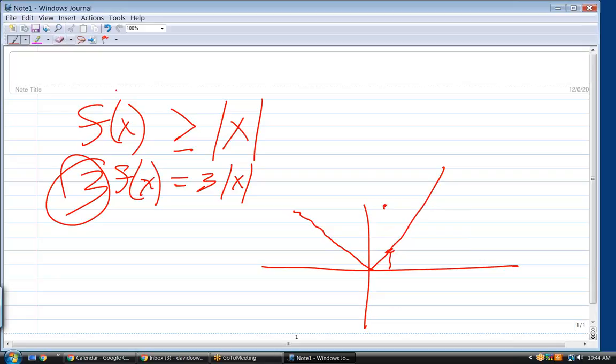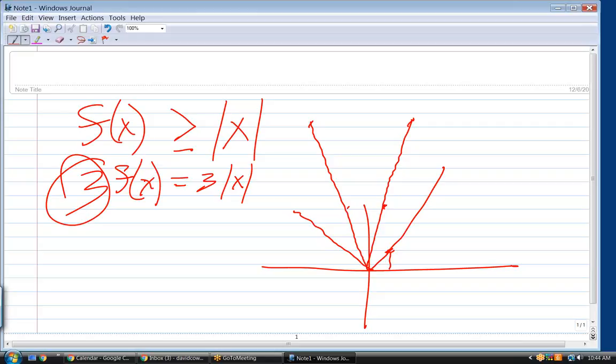Well, when I look at it like that, I can see that every point has to be steeper. Same thing over here. And so I end up with, that's what a vertical stretch does. Okay, so it takes your original function.